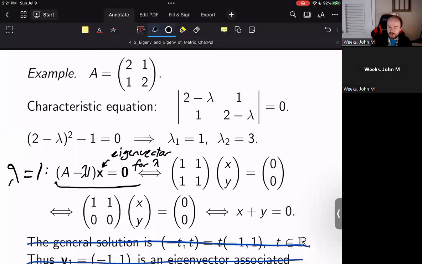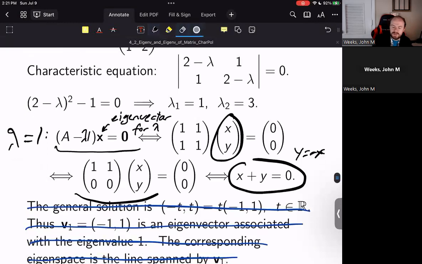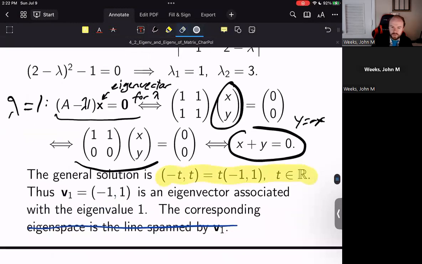If I do that, then I'm going to figure out that x plus y needs to equal 0 following row reduction. Then I see that any value that works for x and y is going to be one where y equals negative x. So if I plug in that x is 1, y must be negative 1. The general solution for this can be written as t times the vector negative 1, 1. So negative 1, 1 is a good eigenvector for me to choose that's associated to this eigenvalue of 1.